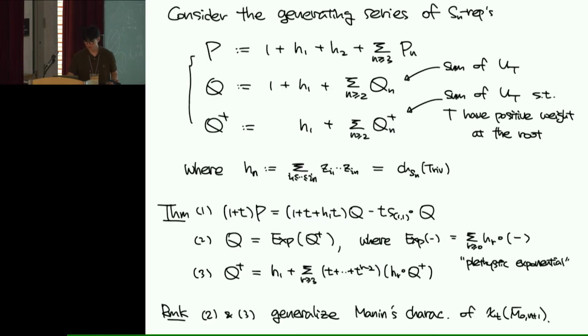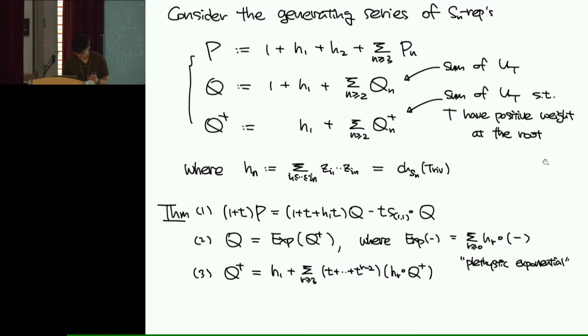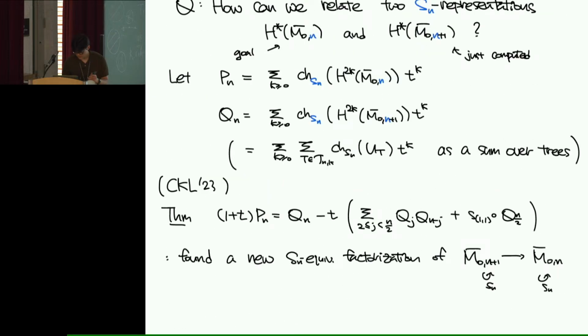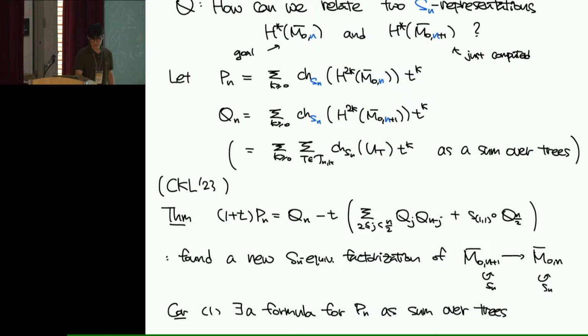Any quick questions? Yeah. So you mentioned a new equivariant factorization of the forgetful map from n plus 1 configuration to n configuration. Could you elaborate on that a little? Are you talking about this? No. In the first part of the talk, before log concavity, I guess, you mentioned the new equivariant factorization. This one. The one at the bottom right? Is it possible to comment on that? Yeah, so I can briefly say that.